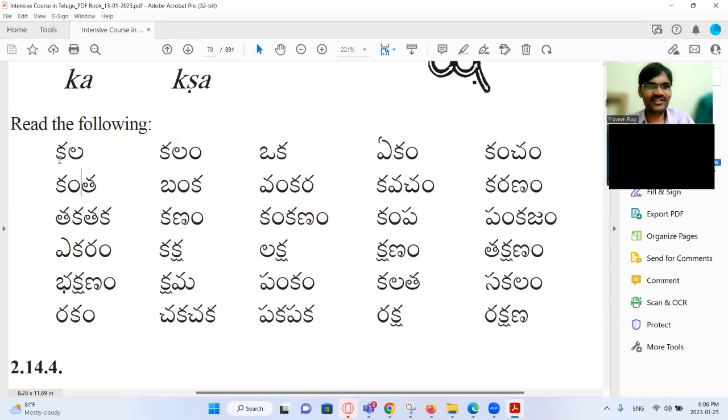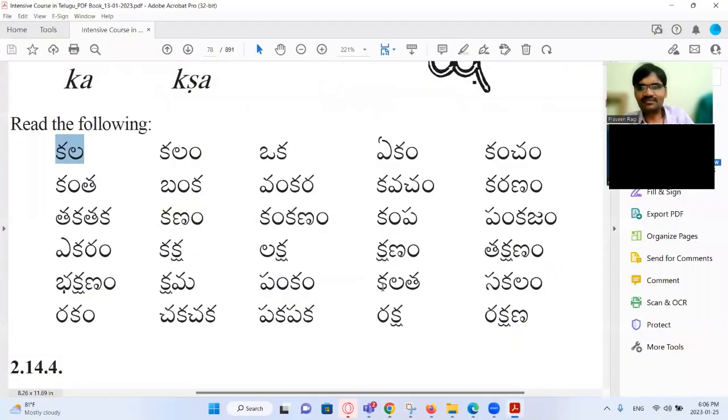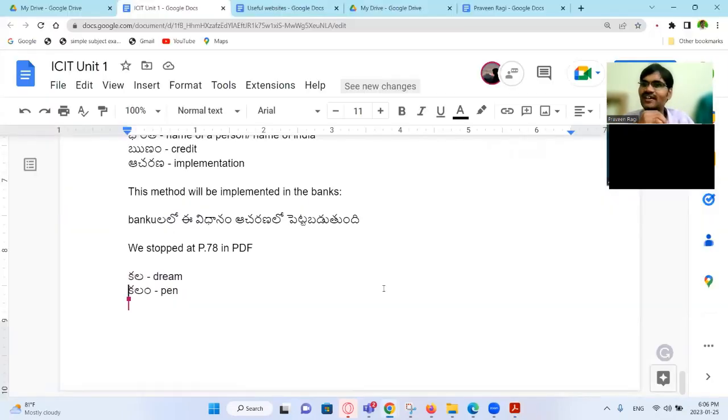Let me give you the meanings for some of the words. Kala, actually, this kala is dream. Kala means dream, okay. Kalam is pen. Oka means first, one.